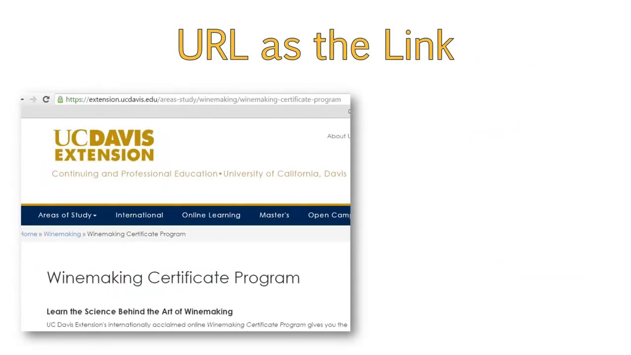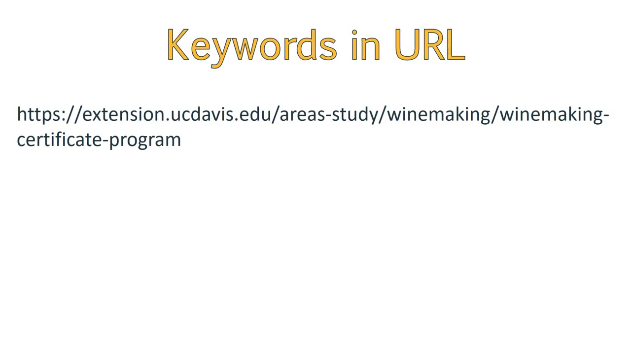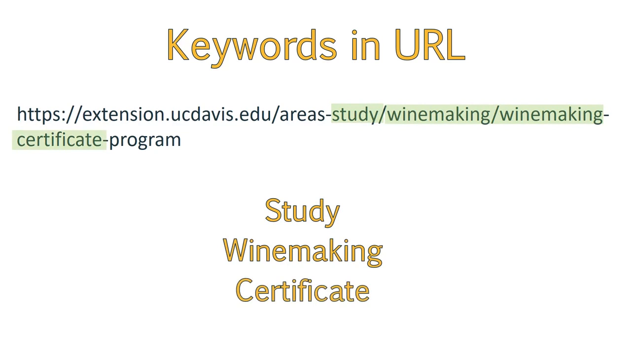If people are linking to a particular page using the URL as the link, the URL can serve as its own anchor text, and keywords within that URL might help the page be seen as relevant for those keywords. For example, if we look at the full URL for the UC Davis program, this page might be seen more relevant for words like study and winemaking and certificate, which all point to an overall theme for this page.